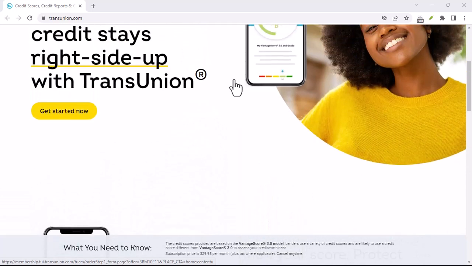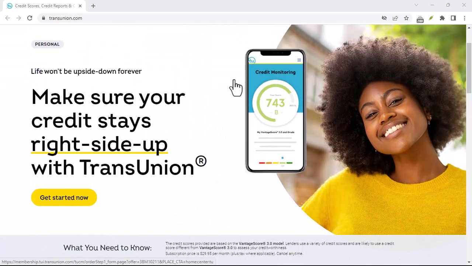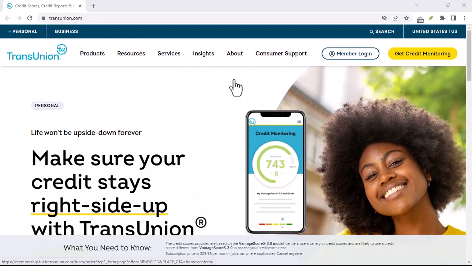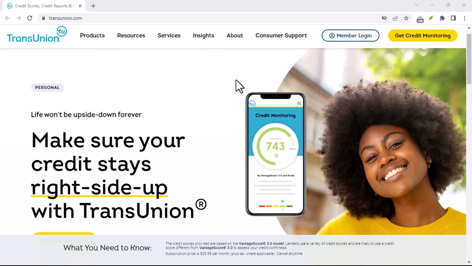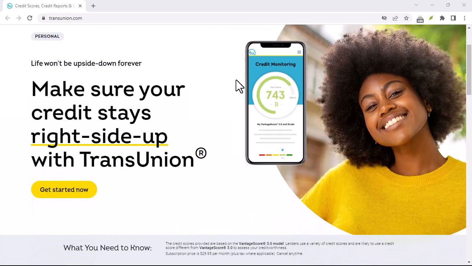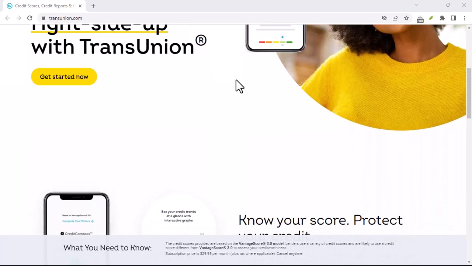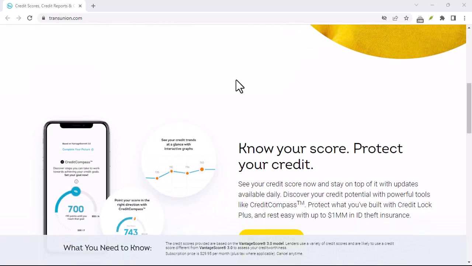Dispute process. Let's break down the dispute process step by step. Gather your evidence. The first step is to gather all the necessary documentation to support your claim. This might include canceled checks, receipts, or letters from creditors. The more evidence you can provide, the stronger your case will be.